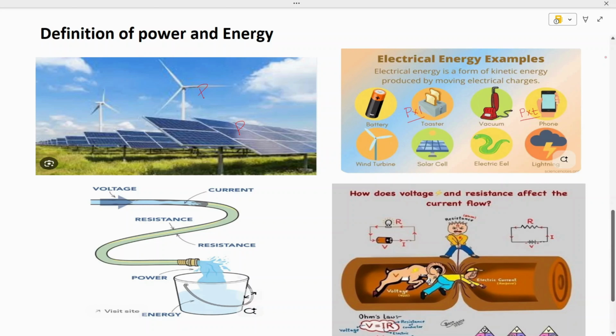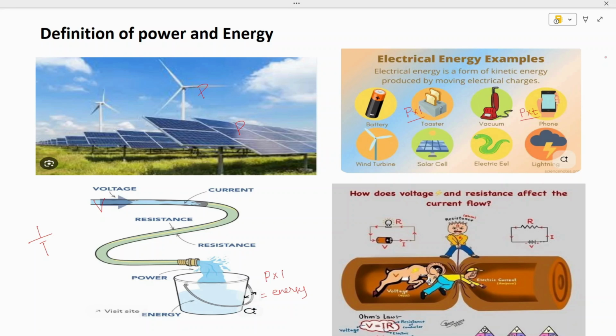Here you can see an analogy. We will apply the voltage, and the pipe will act as a resistor, and the power will flow into the tub, where this power is called V into I. This tub is filled in a time of 1 hour. Then there is energy accumulated in the tub. I mean, the water is filled in the tub.